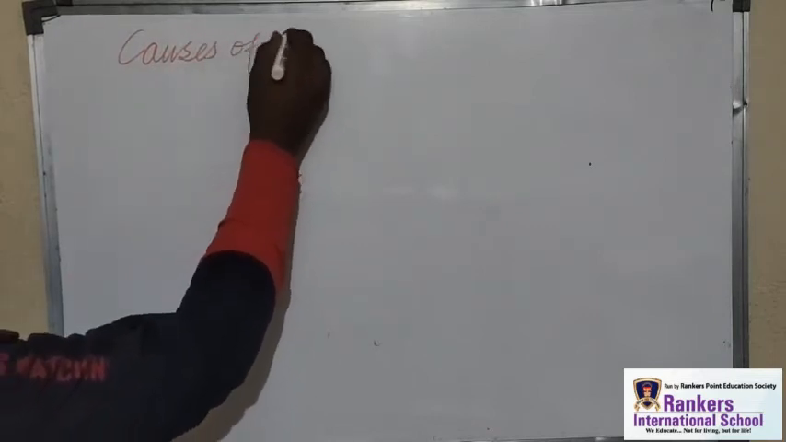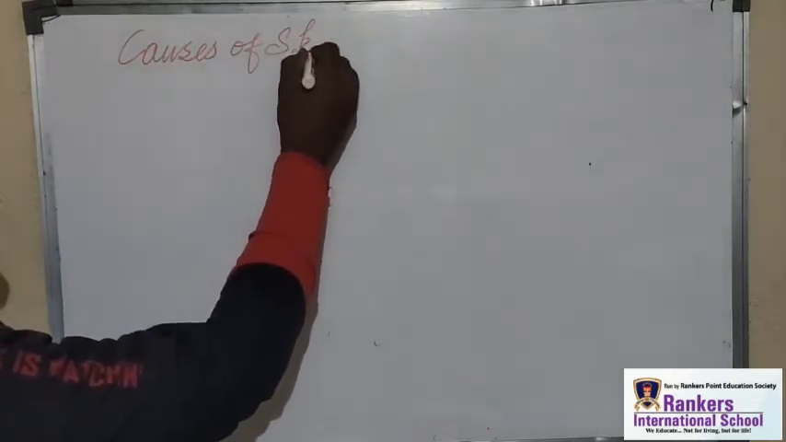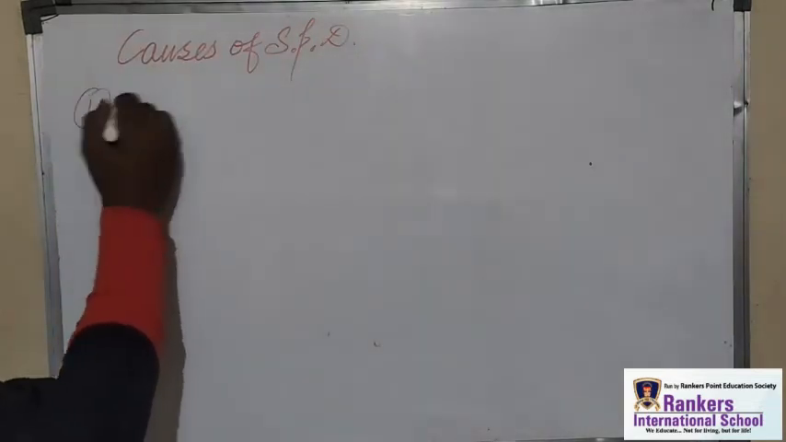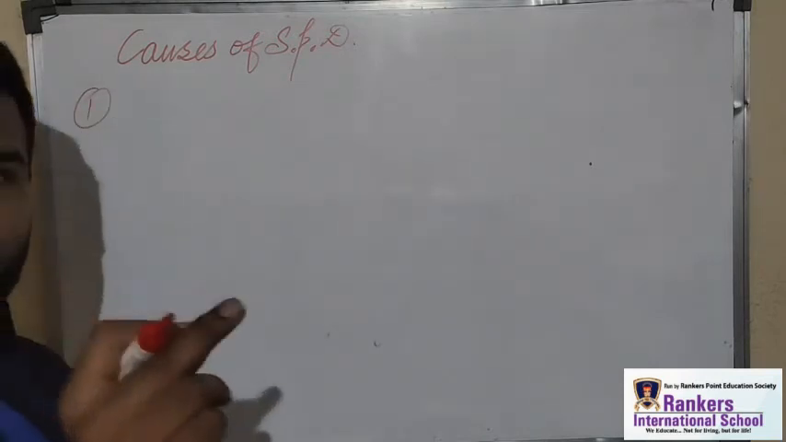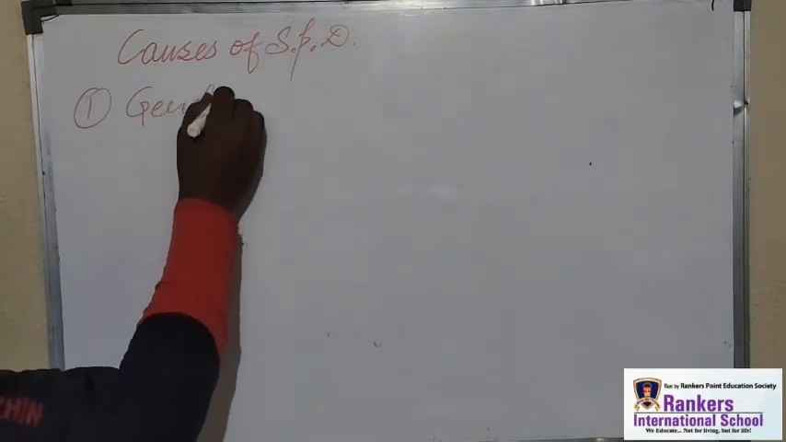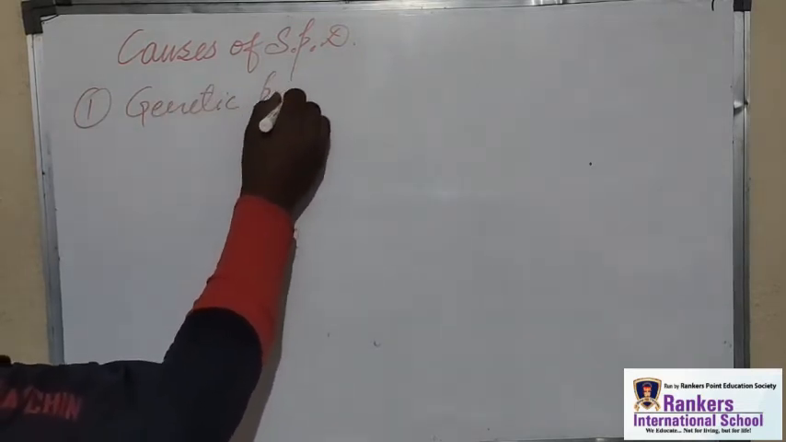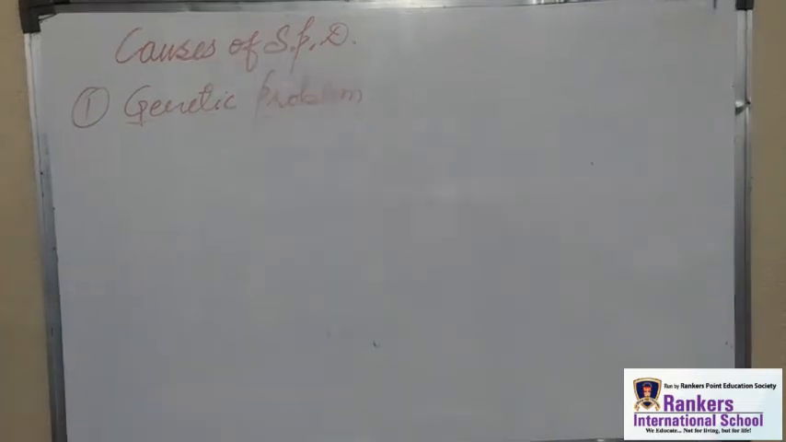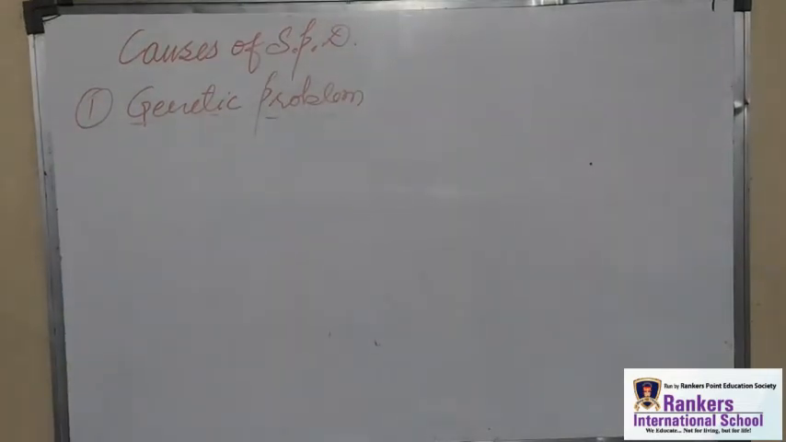Causes of SPD. Okay, so the very first cause is a genetic problem, right, dear students? What is the first cause? The first cause is a genetic problem. When we talk about genetic problems, they are related with the genes, the chromosomes, etc. Got it, dear students?